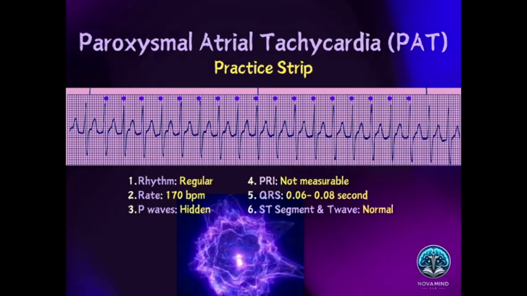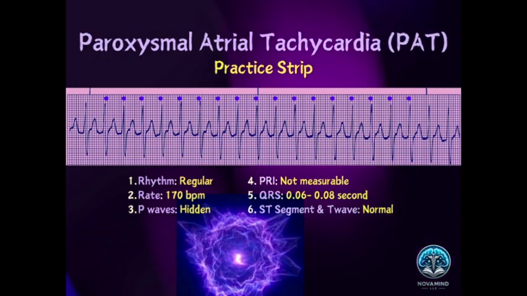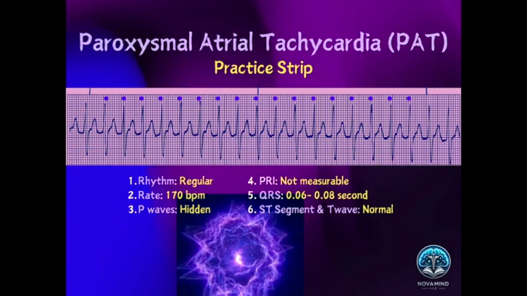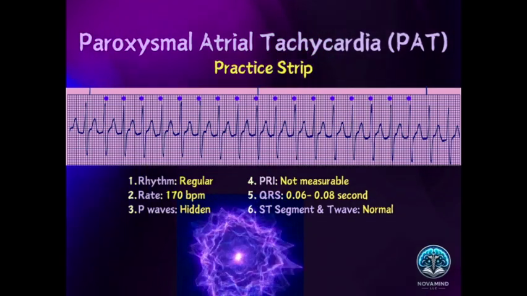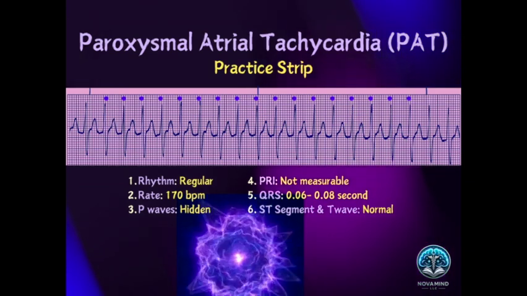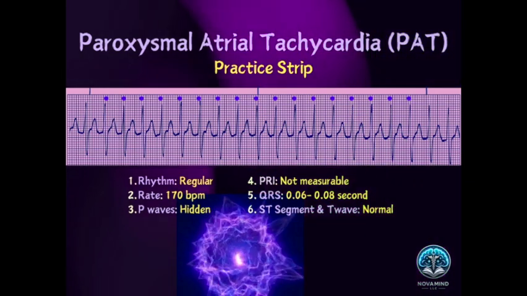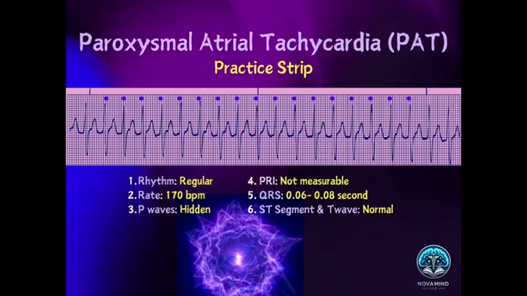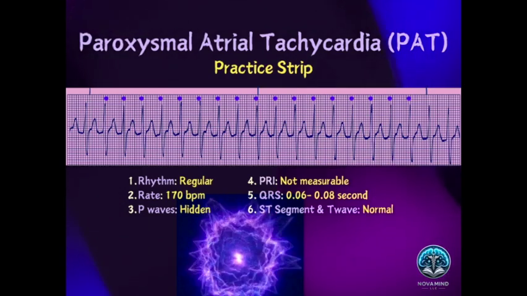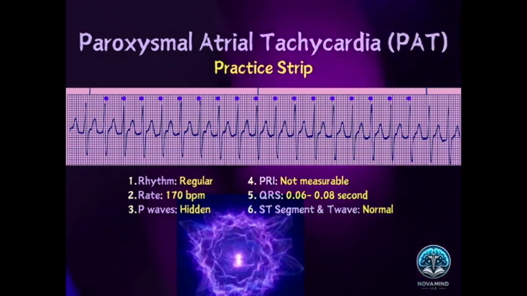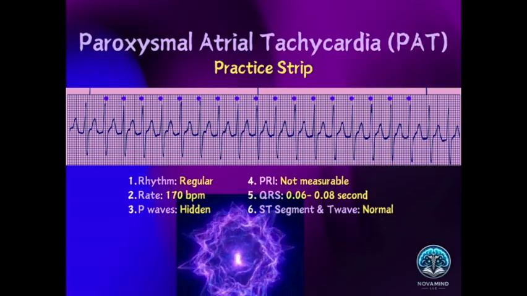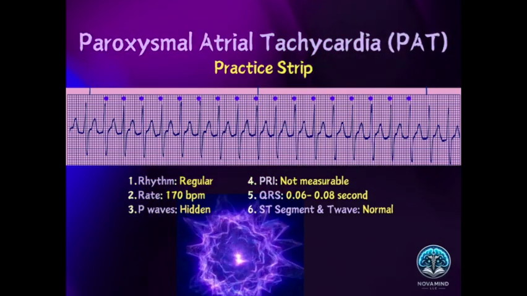Step 3. P waves. Now, let's look for the P wave. In PAT, the P waves are often hidden within the preceding T waves. Because the atrial rate is so fast, the P waves are hard to distinguish, and what you'll often see is a merging of the P wave into the T wave, forming what we call the TP wave. This makes the P wave nearly invisible on the strip. Step 4. PR interval. Because the P waves are hidden, the PR interval becomes not measurable. In this case, you won't be able to determine a clear PR interval because the fast atrial activity makes it impossible to distinguish where the P wave ends and the QRS complex begins.